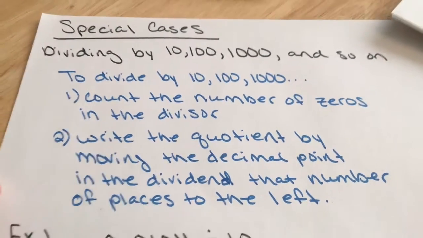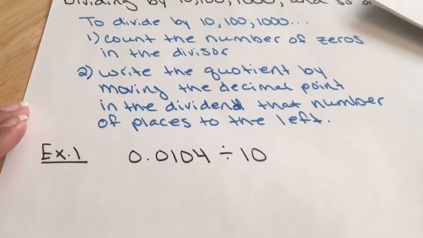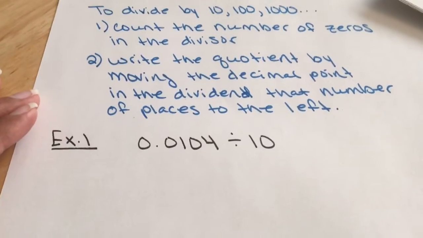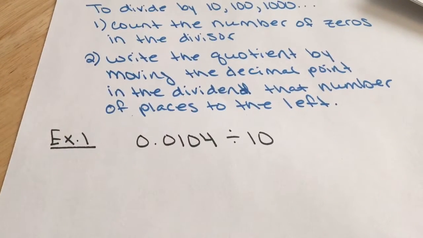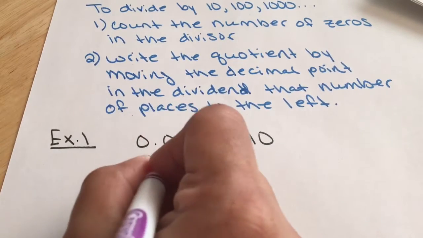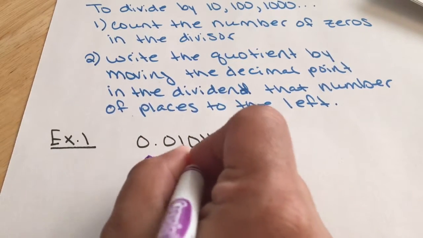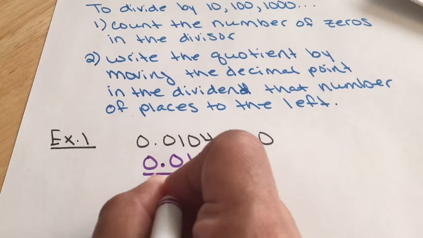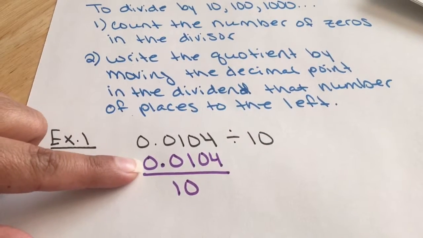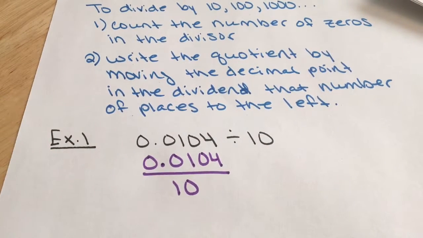So we're going to look at our two examples here. On our first example, we have 0.0104 divided by 10. First thing I like to do when I'm working on these is I actually like to write them as fractions. They just seem a little bit easier to work with. So I'm going to go ahead and write my dividend divided by my divisor.